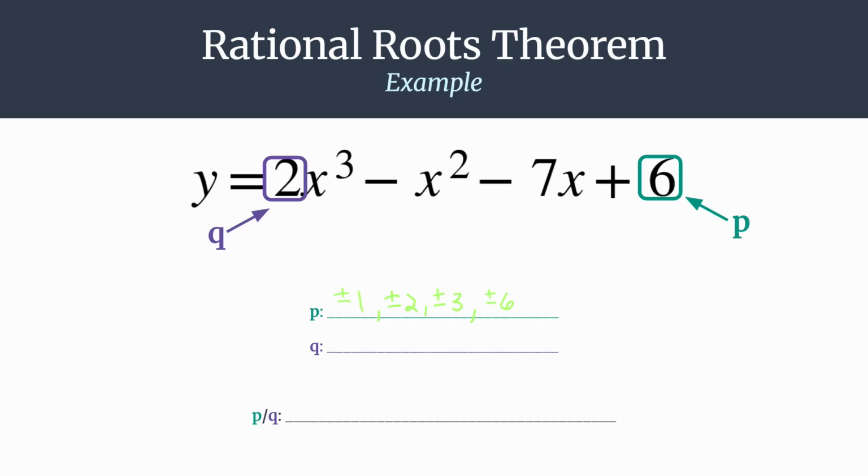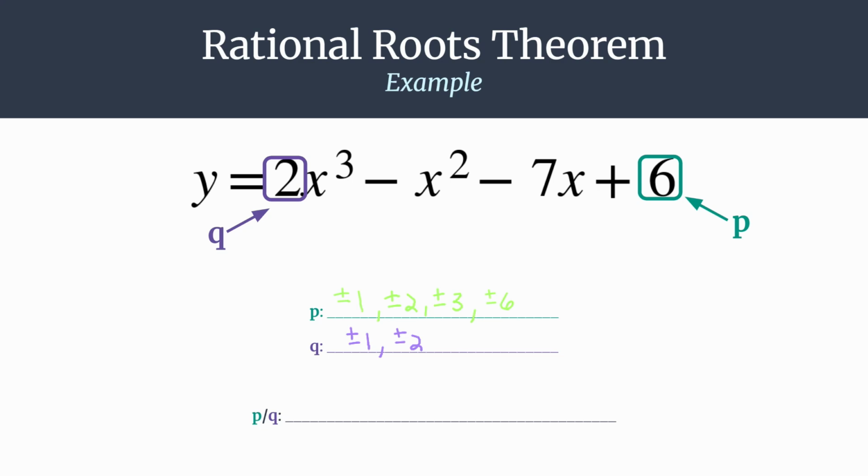Easy enough. And then q is even easier, listing all the factors. Since it's 2, it's just going to be 1 times 2 and negative 1 times negative 2. Both will give positive 2. So we'll write those as plus or minus 1 and plus or minus 2. These are all the factors of q.